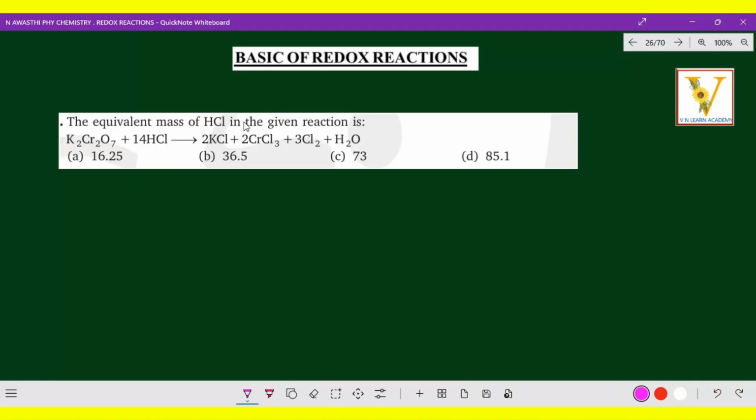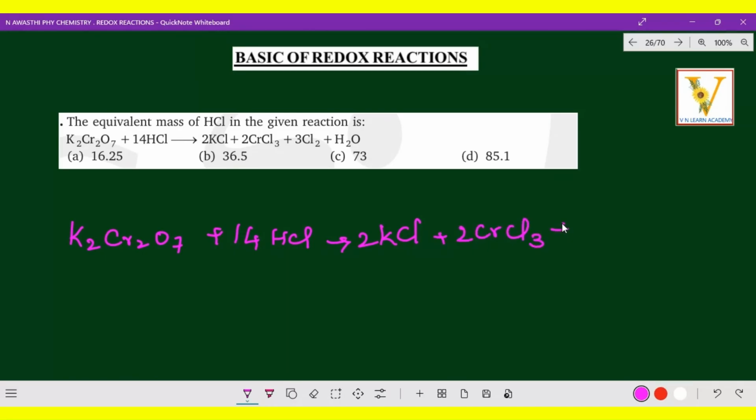Equivalent mass of HCl in the given reaction: K2Cr2O7 plus 14 HCl gives 2 KCl plus 2 CrCl3 plus 3 Cl2 plus H2O. The same idea: equivalent mass equals molecular mass divided by the number of electrons change, that is the n factor. Let us discuss this question. They have given a balanced equation, so we have to identify from that. K2Cr2O7 plus 14 HCl gives 2 KCl plus 2 CrCl3 plus 3 Cl2 plus H2O.